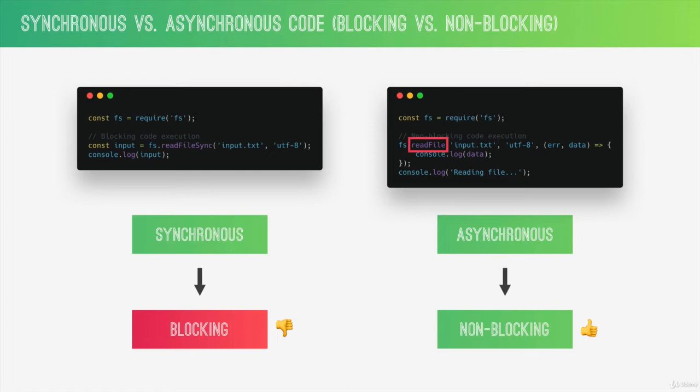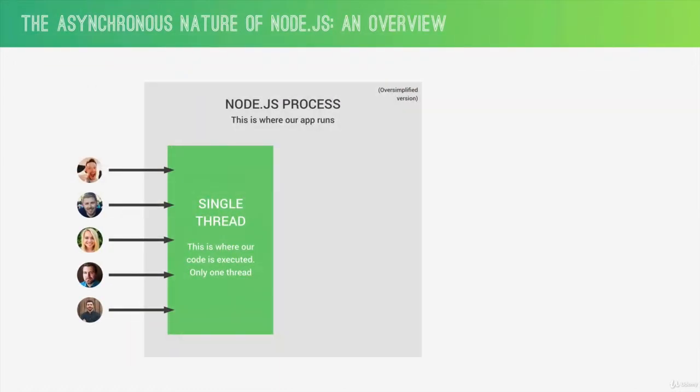Now the question here is, why does it actually have to be this way? What's the problem with blocking code execution in Node.js? Or in other words, why do we actually use callbacks so many times in Node.js? Well, let's find out. And in order to understand these questions, the first thing that we need to understand is the fact that in a Node.js process, which is where our application is running, there is only one single thread. And a thread is just like a set of instructions that is run in the computer's CPU. So basically, the thread is where our code is actually executed in a machine's processor.